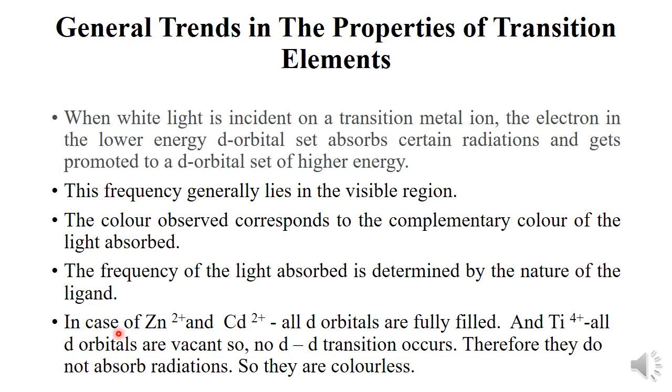So next, there are some exceptional cases, that is the zinc 2 positive and cadmium 2 positive. In these cases all the d orbitals are fully filled. But in case of the titanium 4 positive, all the d orbitals are vacant. So in these cases there is no dd transition possible.